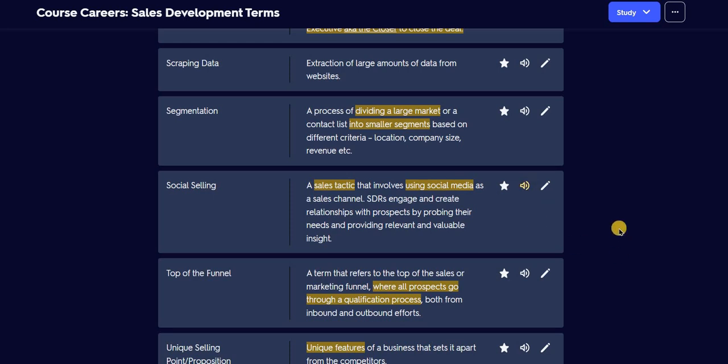Social selling, a sales tactic that involves using social media as a sales channel. SDRs engage and create relationships with prospects by probing their needs and providing relevant and valuable insight.